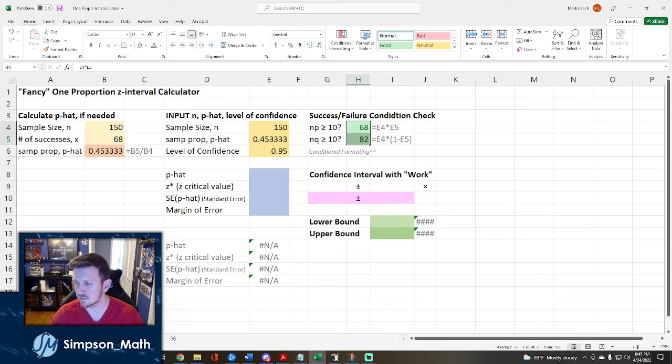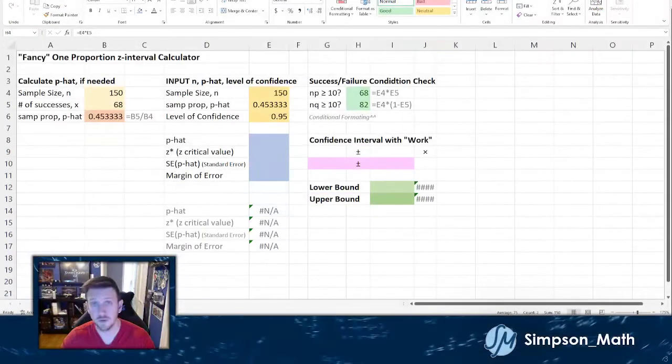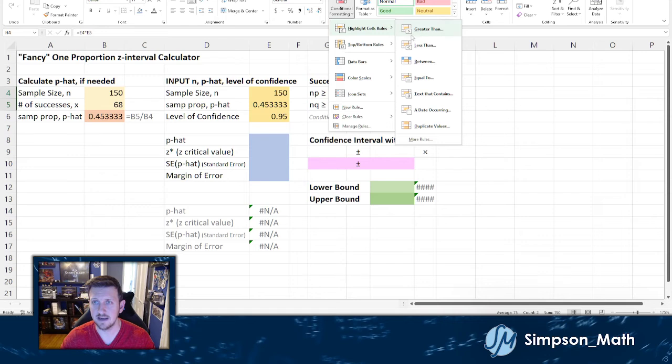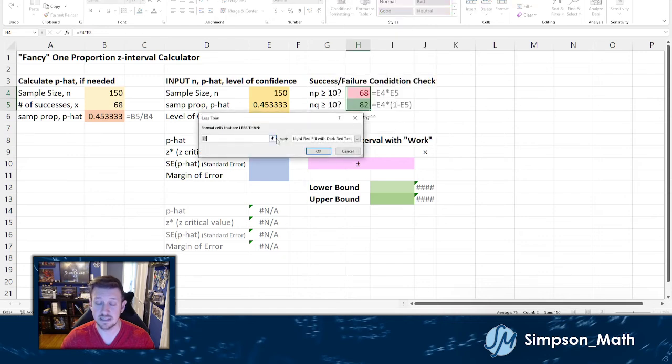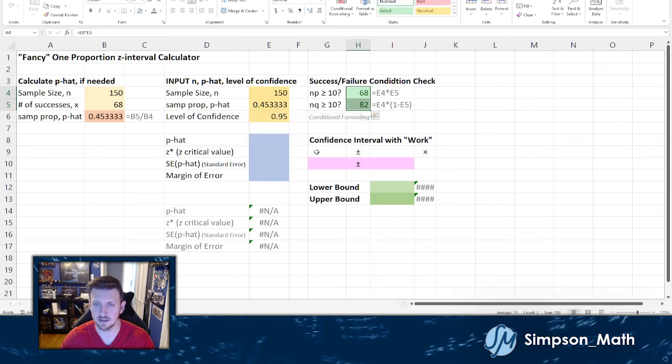And then I'm going to go back to that same conditional formatting. So keep those both highlighted. And now let's do a less than. So if it's less than, and we'll say less than 10, then I want to fill it in with the red one. So the light red fill with the dark red text.